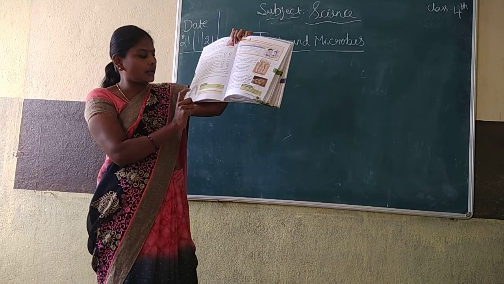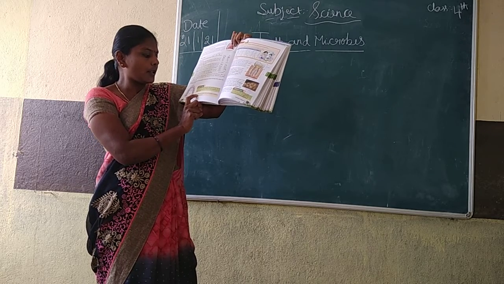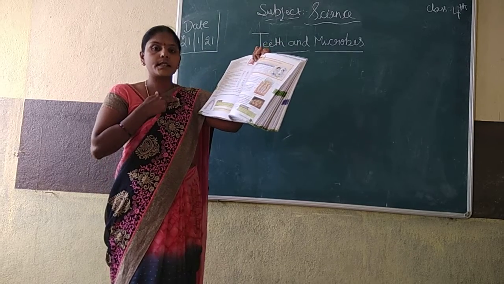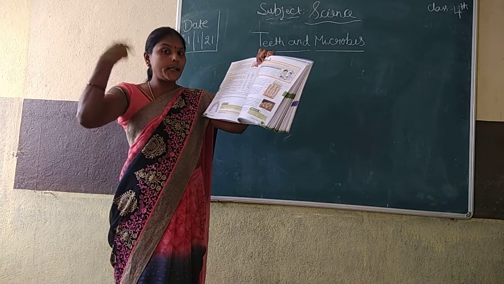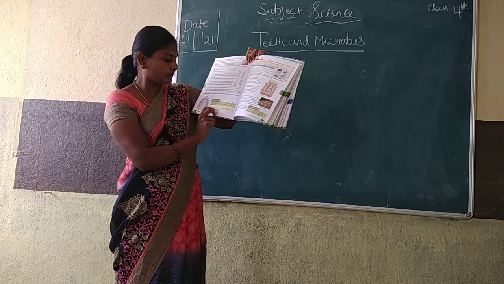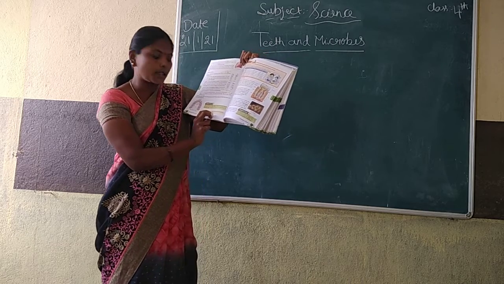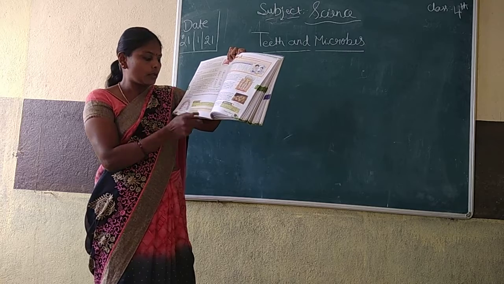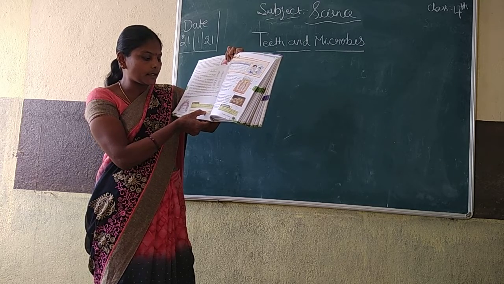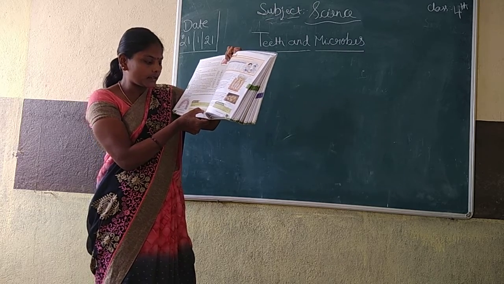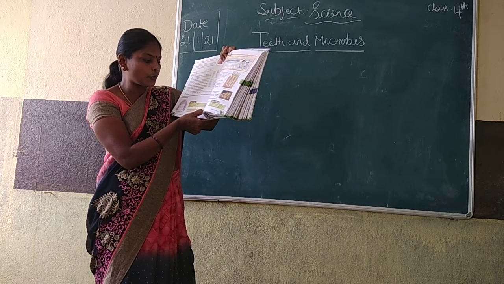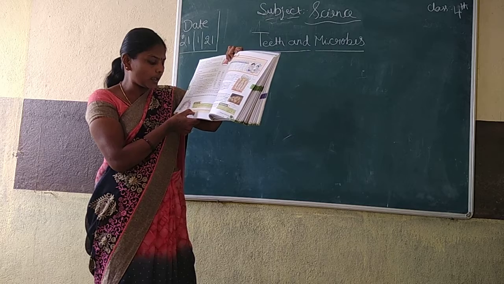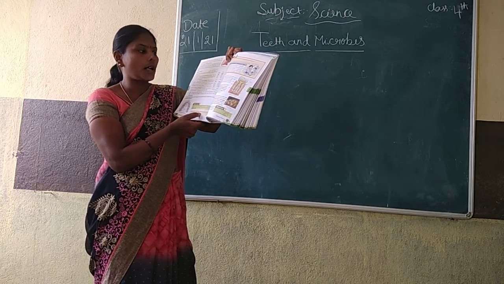See now in the textbook. So in an adult, means like this, after 18 years, out of 32 teeth, there are 8 incisors, 4 canines, 8 premolars and 12 molars.